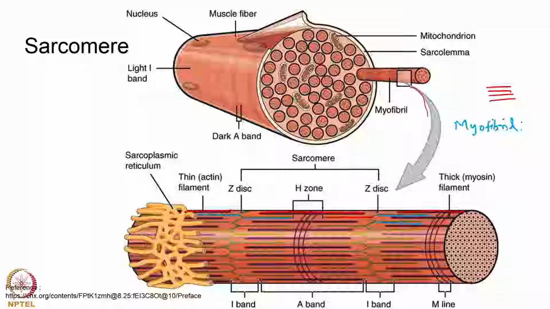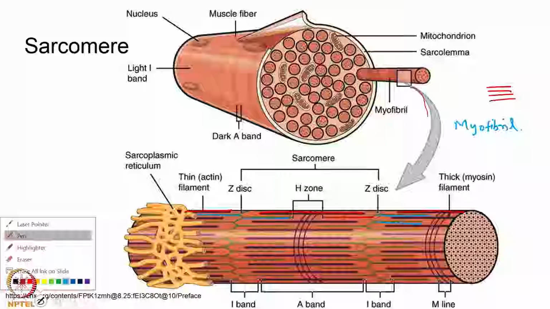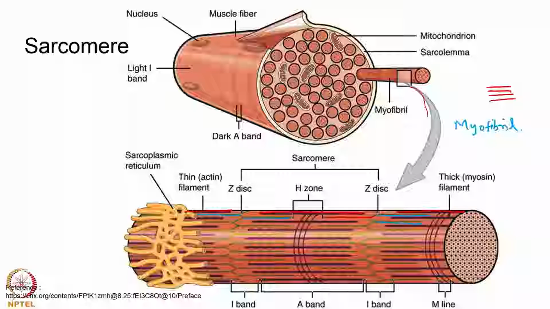Let us remember, several myofibrils in parallel constitute a muscle fiber, and several muscle fibers in parallel constitute a fascicle, and several fascicles constitute bundles of muscle fibers.